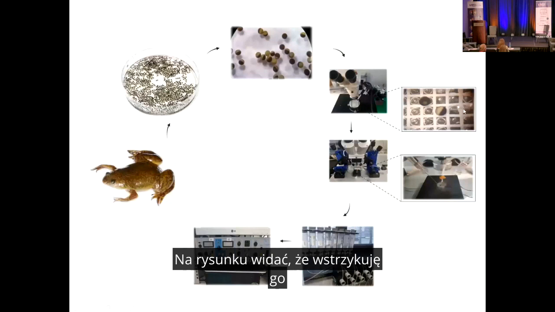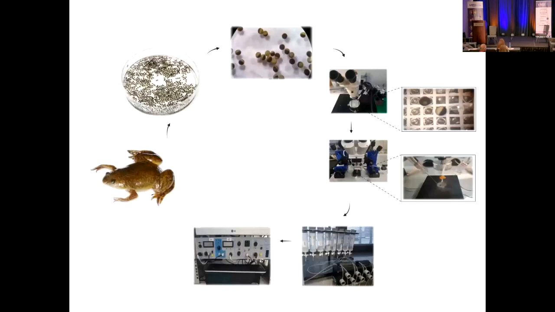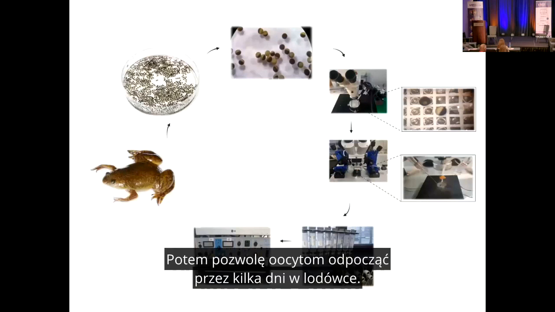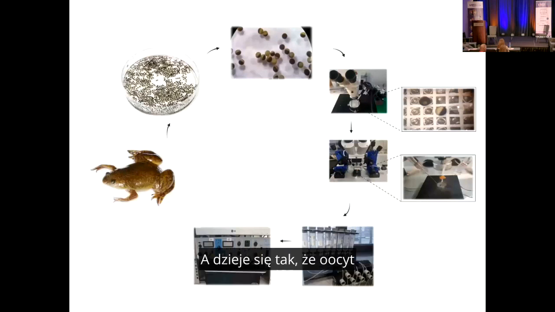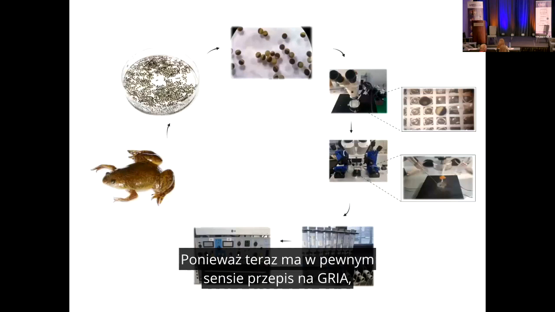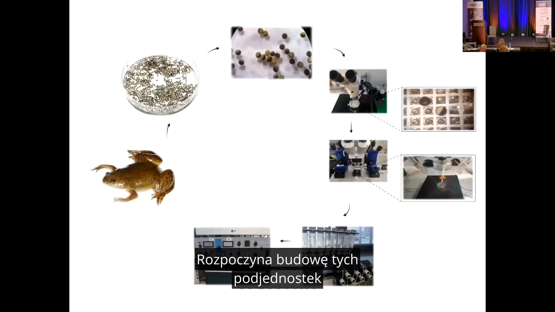So in the figure, you can see I'm injecting it with a copy of GRIA, and it has a human mutation. Then I'll let the oocytes rest for a few days in the fridge. And what happens is that the oocyte will start building these building blocks for GRIA, because now it sort of has the recipe for GRIA. It starts building these subunits and making AMPA receptors on top of the cell.